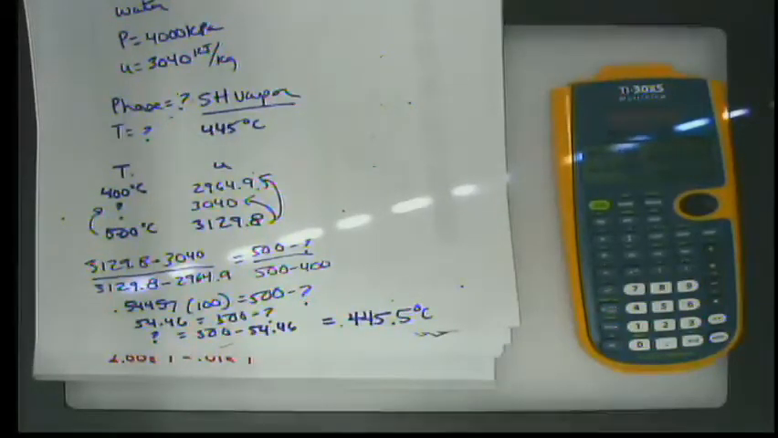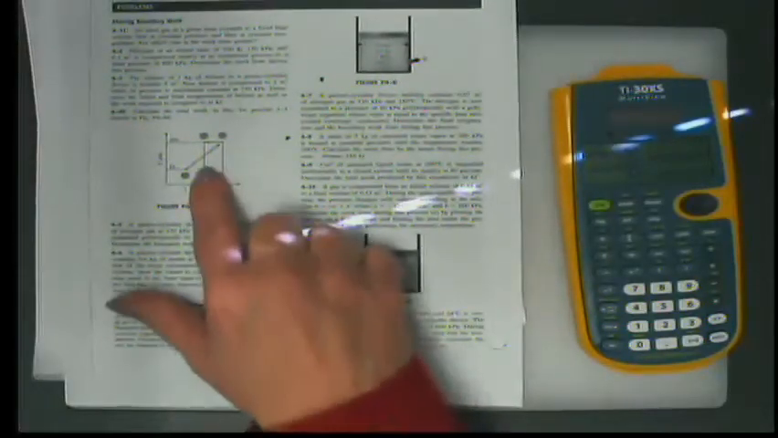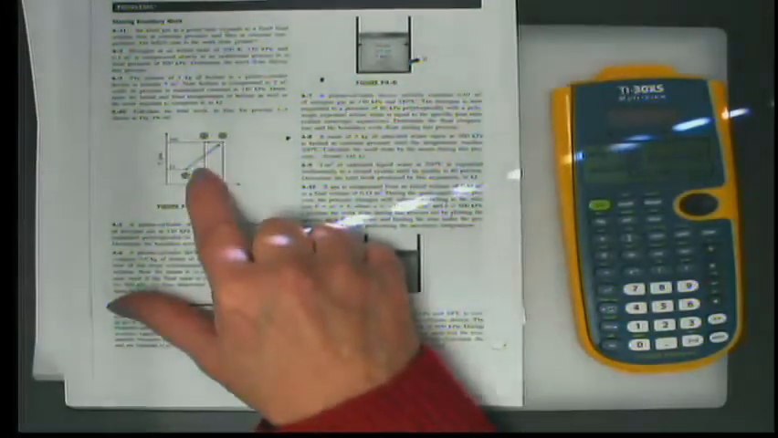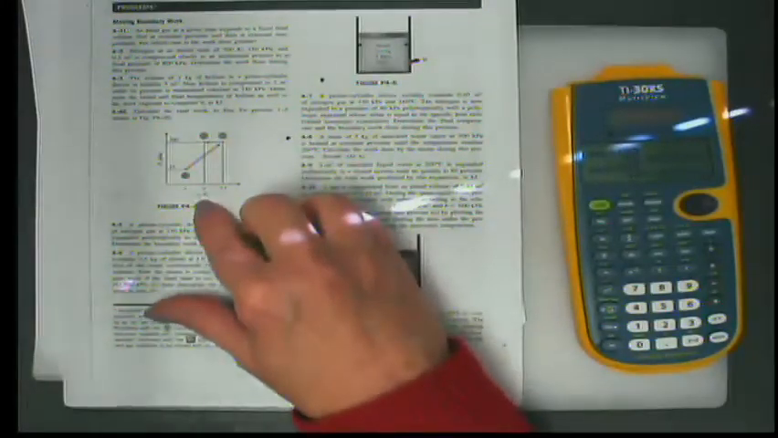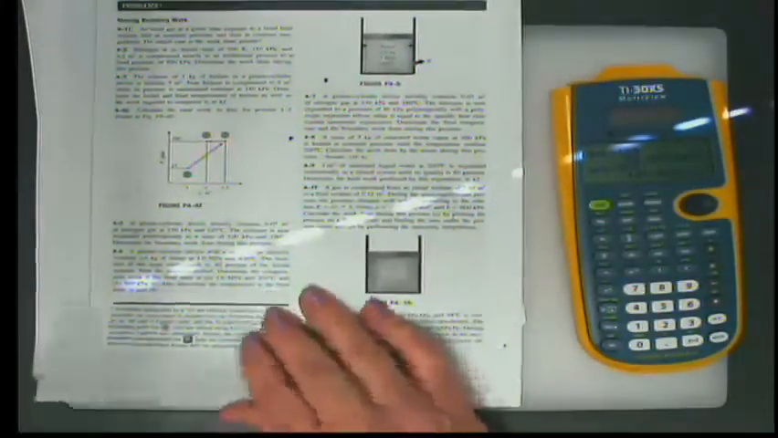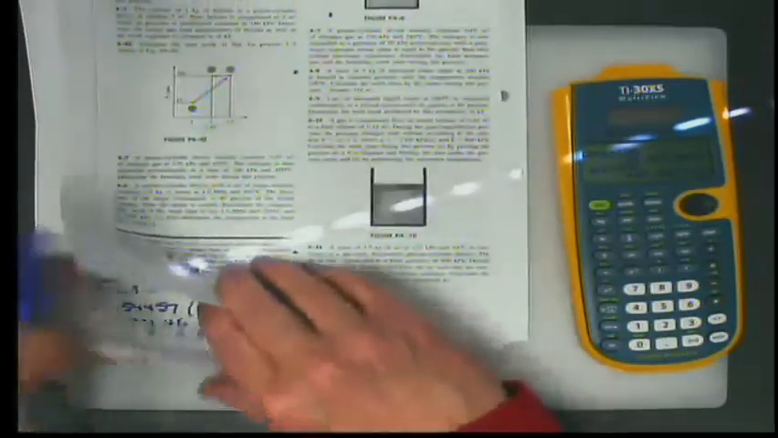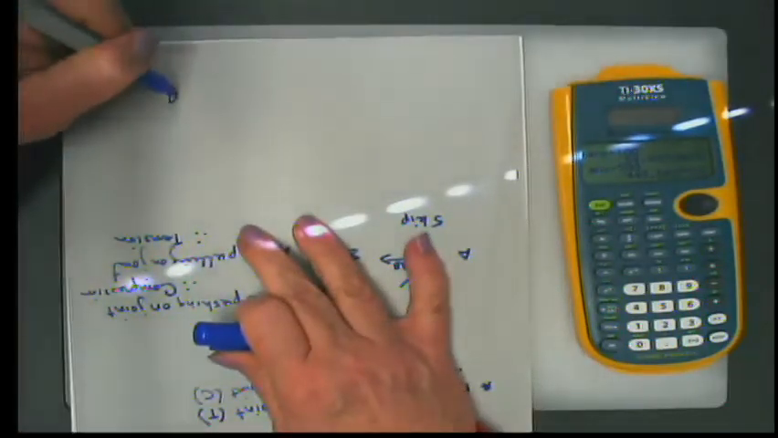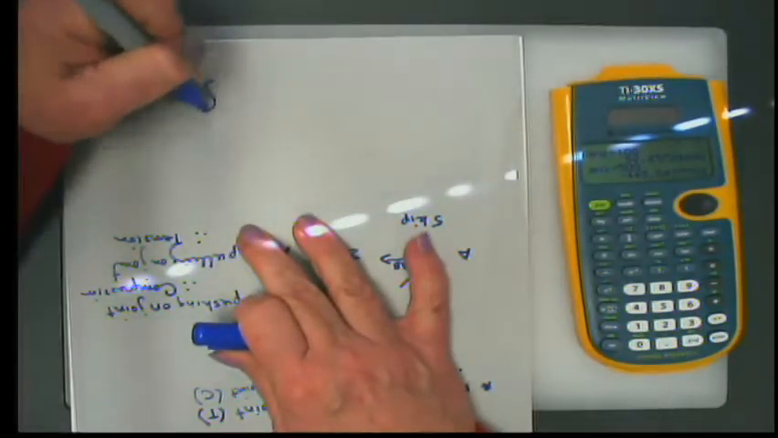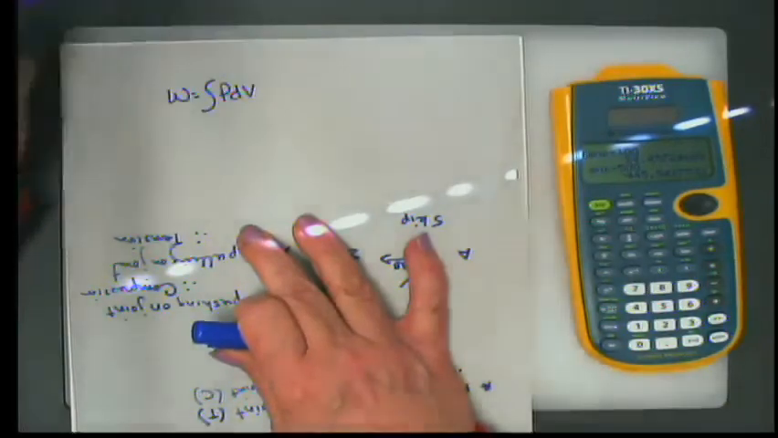Let's take a look at this. This is a good problem, and I'm going to show you how to work it out. I don't think I will work it out directly. If you think about this, this is a pressure versus volume curve, right? Well, what do we know about work? We know it's this integral. That work is equal to the integral of P dV.